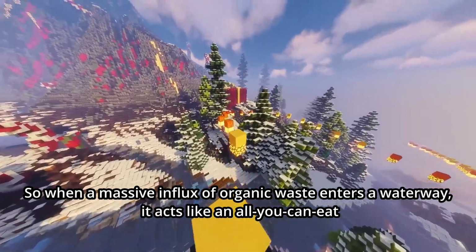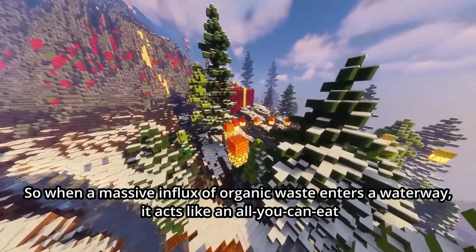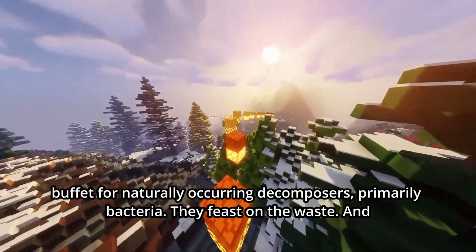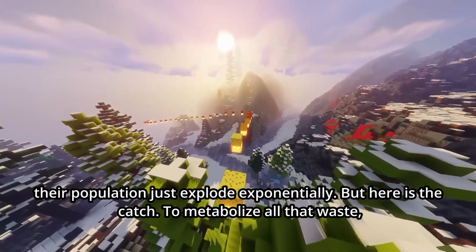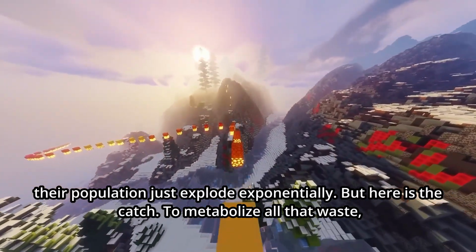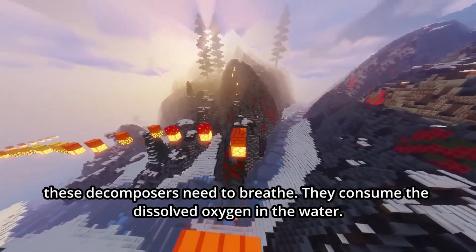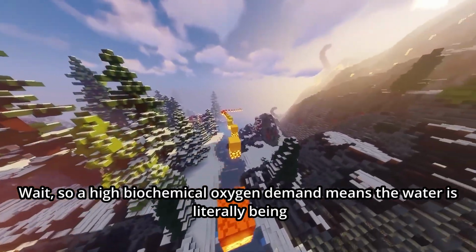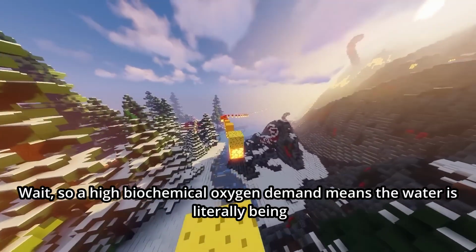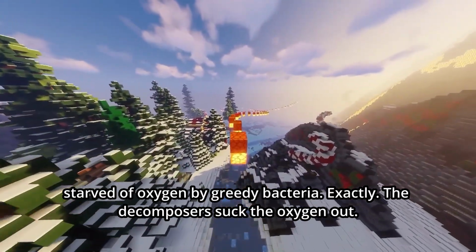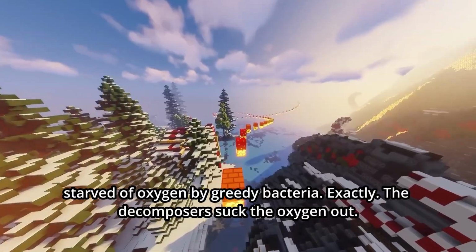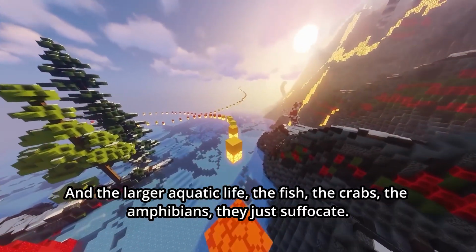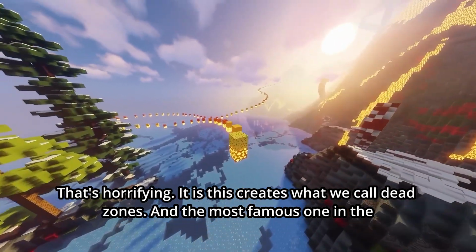So when a massive influx of organic waste enters a waterway, it acts like an all-you-can-eat buffet for naturally occurring decomposers, primarily bacteria. They feast on the waste, and their populations just explode exponentially. But here's the catch. To metabolize all that waste, these decomposers need to breathe. They consume the dissolved oxygen in the water. Wait, so a high biochemical oxygen demand means the water is literally being starved of oxygen by greedy bacteria? Exactly. The decomposers suck the oxygen out, and the larger aquatic life, the fish, the crabs, the amphibians, they just suffocate. That's horrifying. It is.